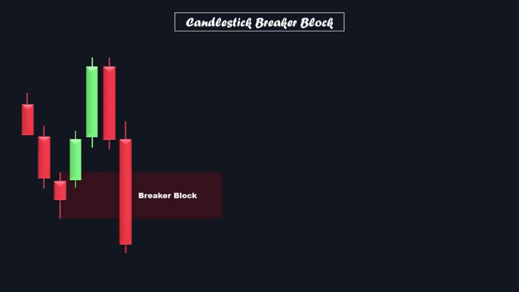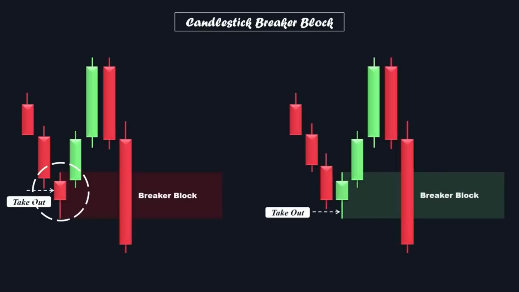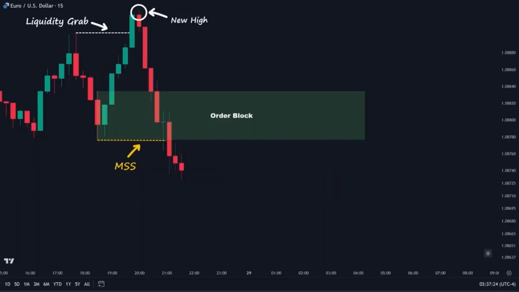How does it work? Price creates an order block where big buying and selling happened. Traders expect price to respect it, but instead price breaks through strongly. That broken block now becomes a breaker block. Price often retests it before continuing.